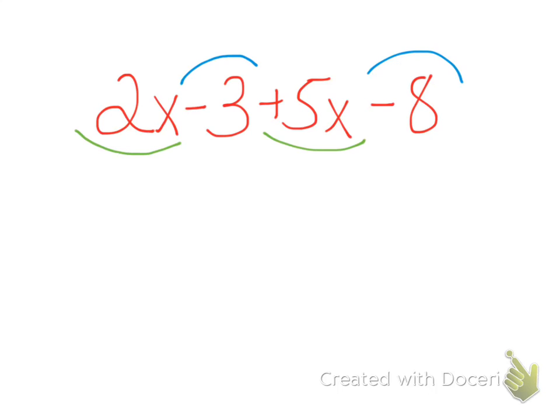So let me put my letters together. Let's combine the x's together, a 2x and a 5x. Are they same sign or different sign? In order to know, maybe I should put the sign of the 2x. Always assume it to be positive if you don't see a negative. Same sign, sum, keep the sign. 7x. And let's go to the constants.